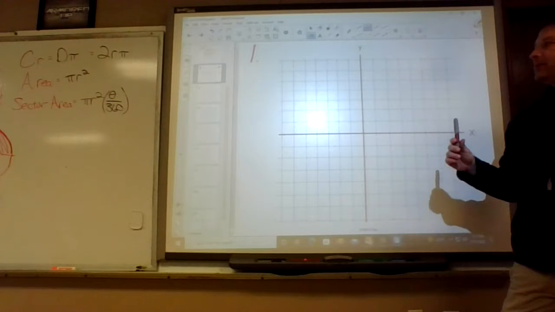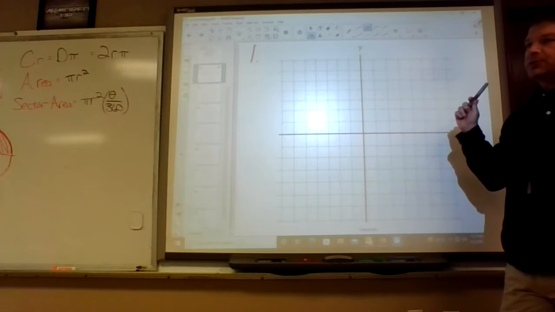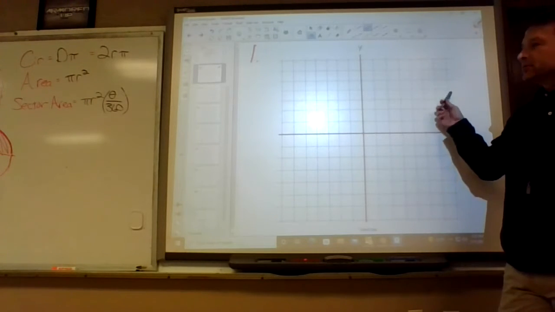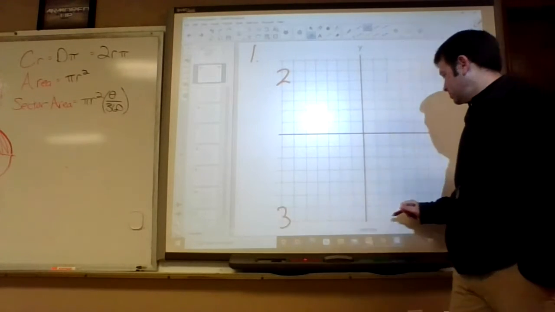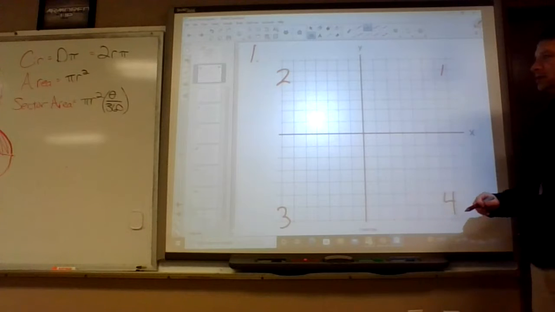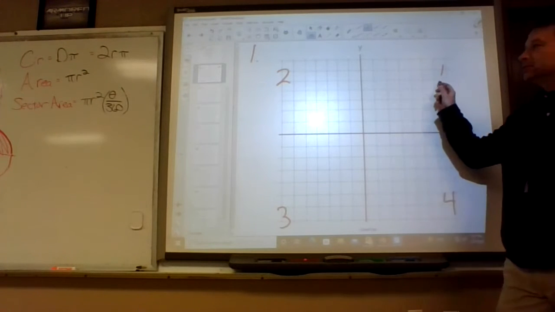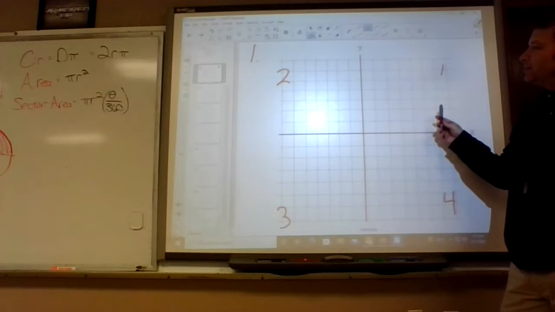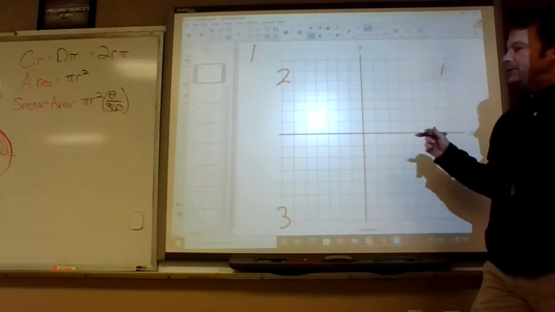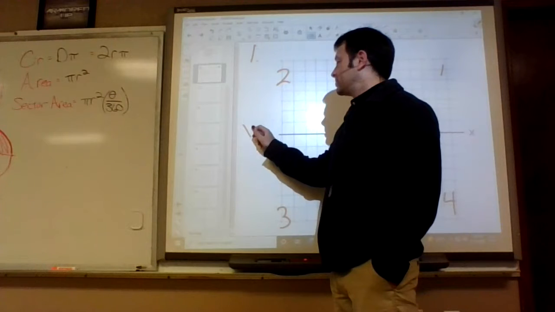Do you guys remember what the quadrants were called? 1, 2, 3, 4. Yes, the quadrants go counterclockwise. So this part is probably confusing.